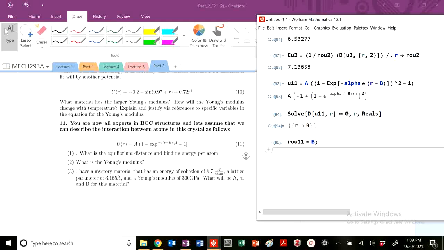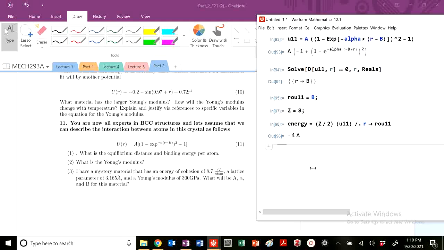Or I could also look at the binding energy. My cohesion energy is the same as my binding energy. So my energy equals Z divided by 2 times the value of my potential, U11, evaluated at R goes to R naught U11. And what is my Z, number of nearest neighbors for BCC? 8. Get that value in here.